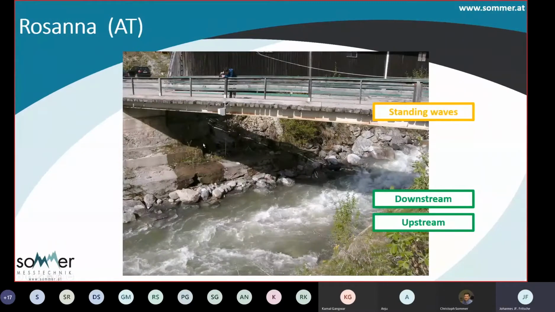Here also a rather good site of an alpine river. Looking downstream or upstream is fine. Here, maybe it's better on the downstream side as it is installed here on the bridge. The bigger problem is some standing waves here and some rocks further upstream. But otherwise, the site is quite nice.